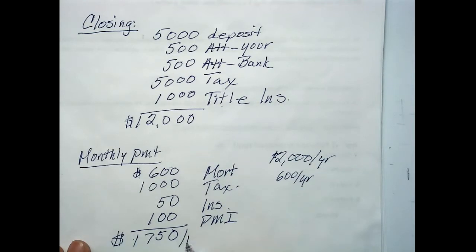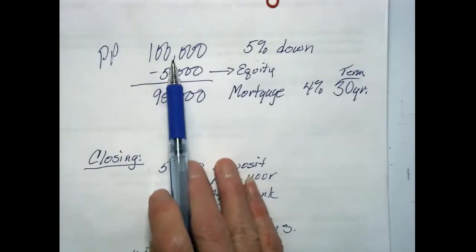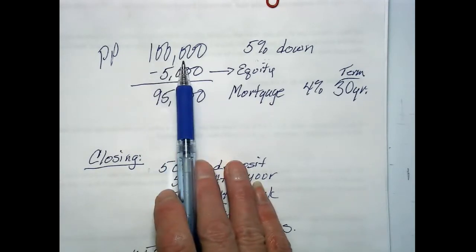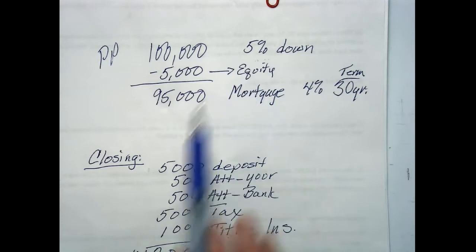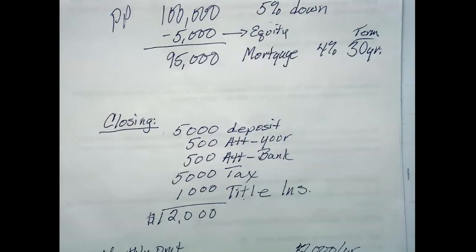So your real monthly payment per month isn't just the mortgage, it's going to be $1,750. That's what you have to be prepared for. Now, this PMI will go away when you've paid off 20% of your house. In other words, when you have equity of 20% instead of 5%, they will waive that PMI insurance. Okay? So I just want to give you a little rundown about a mortgage and how a mortgage operates.